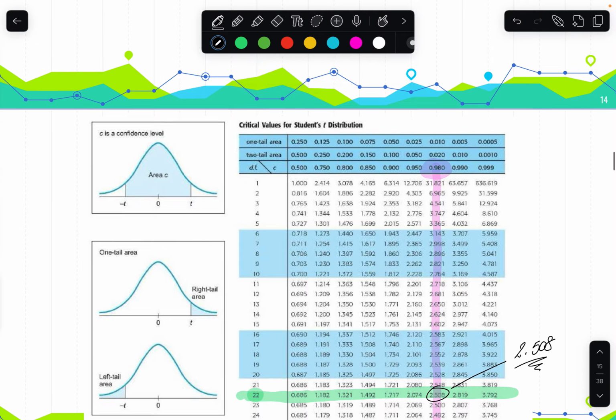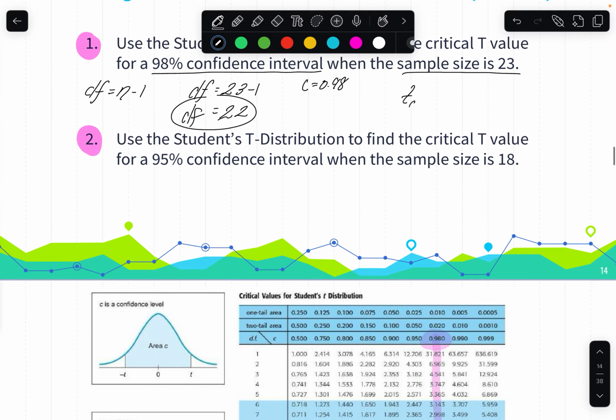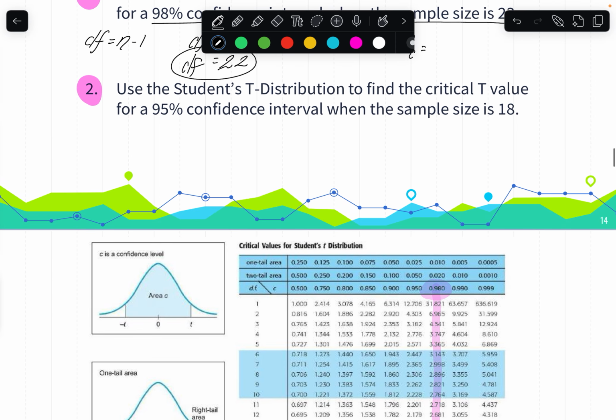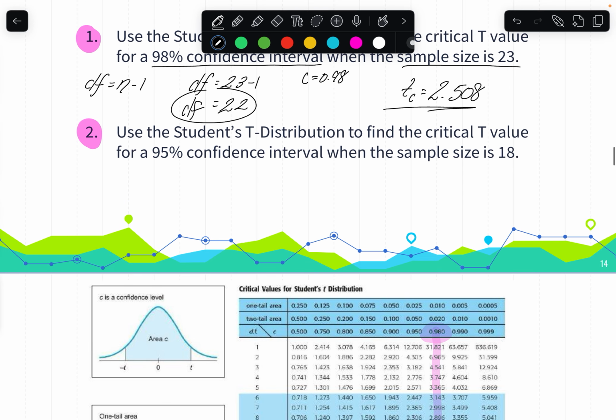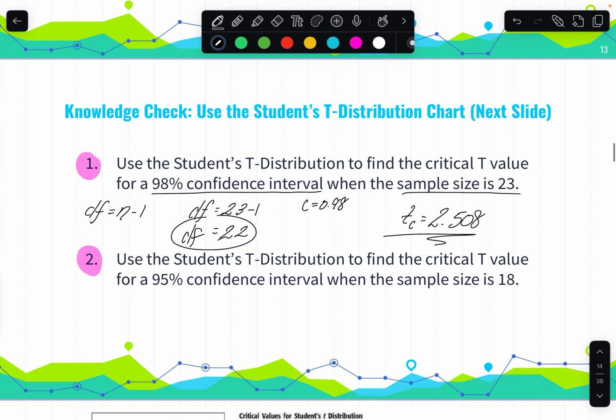So this t critical value is going to be equal to 2.508. That's going to be our answer for number one. I'm going to have you pause this part here and try to do number two on your own. And then let's come back together and figure out what that answer is together when you're ready.